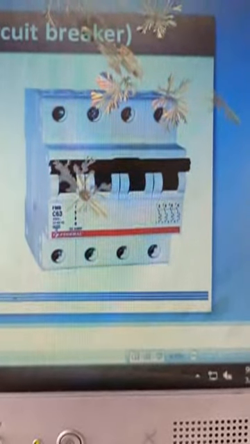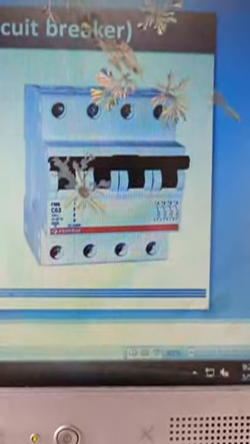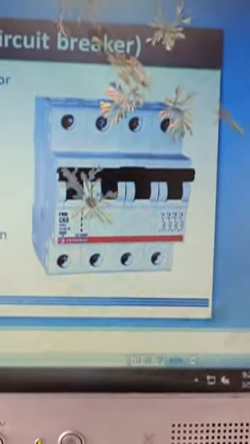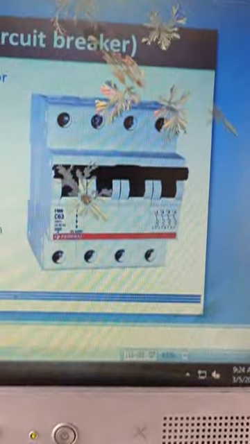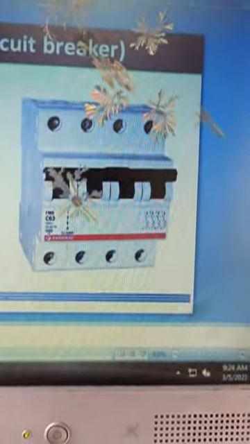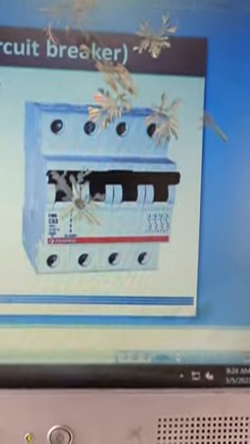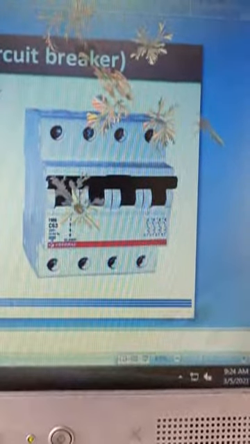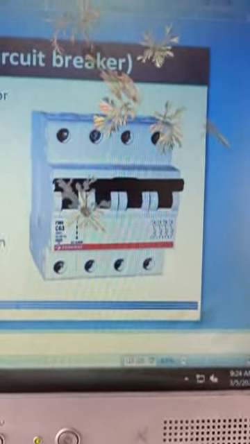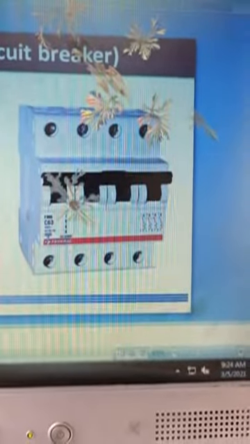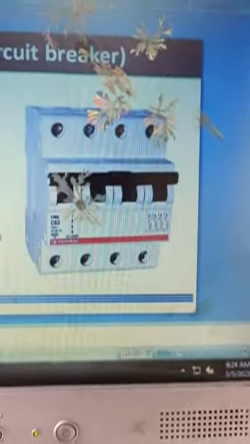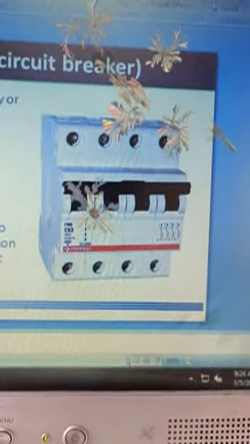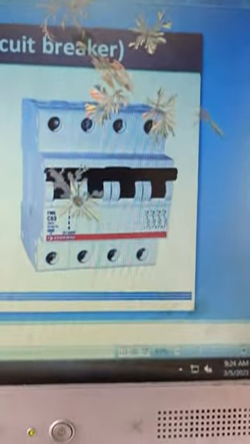So in this, there are basic types of circuit breakers. First is MCB, that is miniature circuit breaker, then MCCB, that is molded case circuit breaker, and ELCB, that is earth leakage circuit breaker. So now we will see about MCB first, that is miniature circuit breaker.